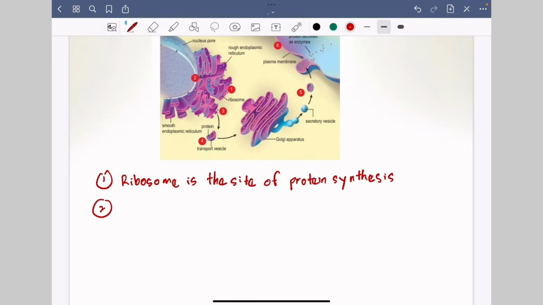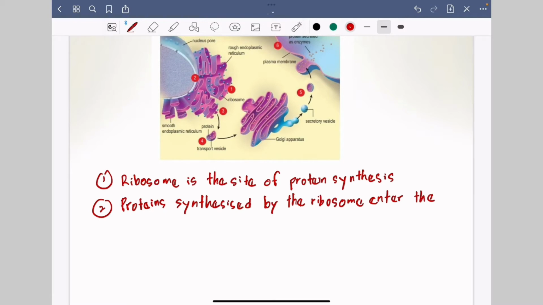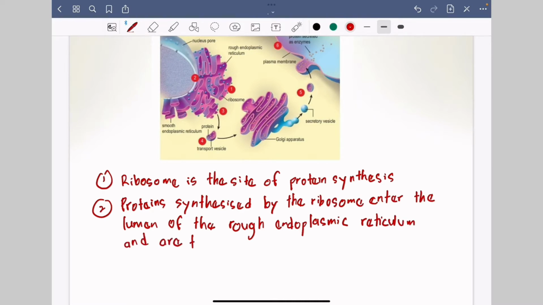So the sentence will be like: proteins synthesized by the ribosome enter the lumen of the rough endoplasmic reticulum and are transported through it.